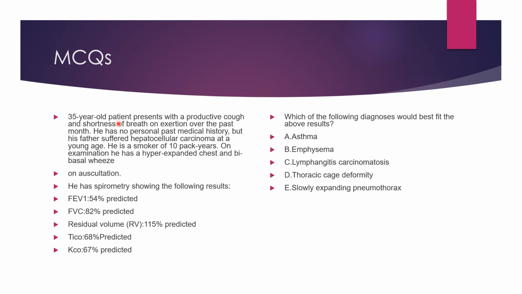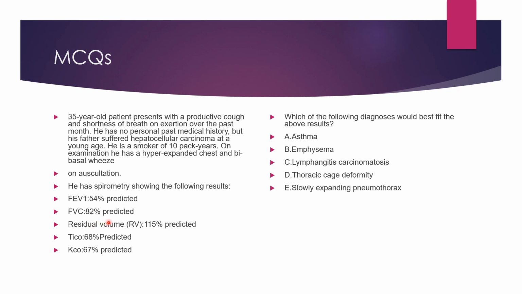So here is a 35-year-old patient presenting with a productive cough and shortness of breath on exertion over the past month, with no personal past medical history, but his father suffered hepatocellular carcinoma at a younger age, and he is a smoker of 10 pack years. On examination there is a hyperexpanded chest and bibasal wheeze. This is a simple interpretation of the spirometry. The FEV1 is 54% predicted, which is very low. If 100% is the predicted value, the percentages in the questions are calculated from that. So 54% is significantly reduced.